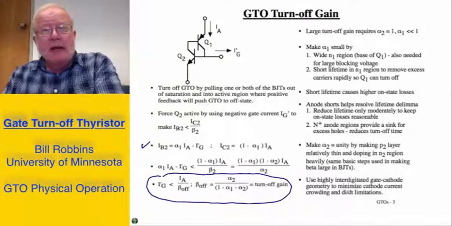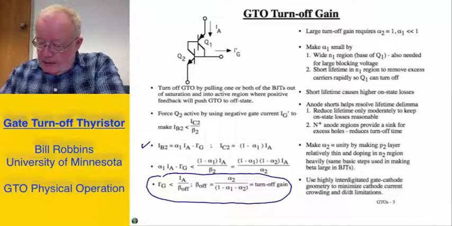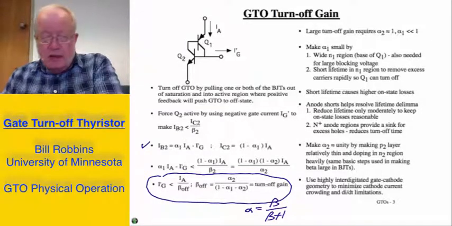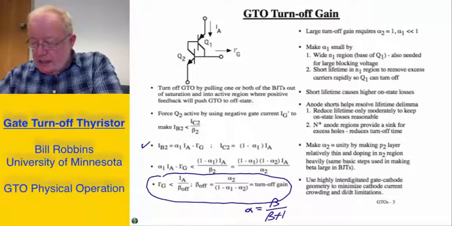In case you have forgotten, alpha is the so-called base transport factor of the transistor. It represents that portion of the electrons that are ejected from the emitter into the p-type base of an NPN transistor and survive recombination to be collected at the collector. A good transistor has an alpha on the order of 0.98 or 0.99. And there's a relationship between the alpha of a transistor and its beta. Alpha is equal to beta over beta plus 1. So what that means is, in order to have large turnoff gain, we need to have alpha_2 about equal to 1 and alpha_1 much less than 1.